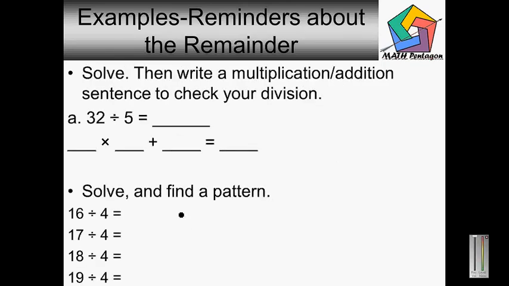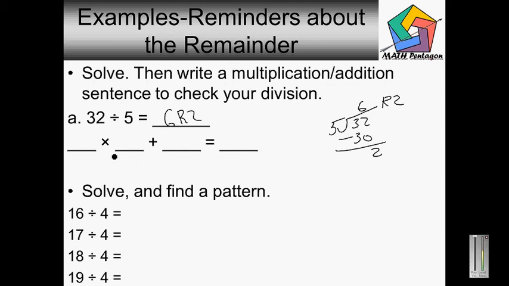Okay, here we want to solve, then write a multiplication or addition sentence to check your division. So we have 32 divided by 5. How many times does 5 go into 32? 5 goes into 32 6 times. So 5 times 6 is 30. So 32 minus 30 is 2. 5 doesn't go into 2. So we have a remainder of 2. So our answer would be 6 with a remainder of 2.